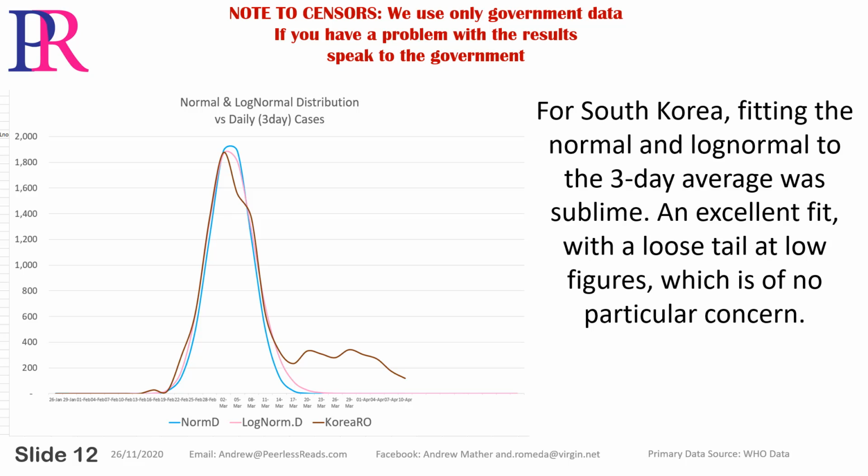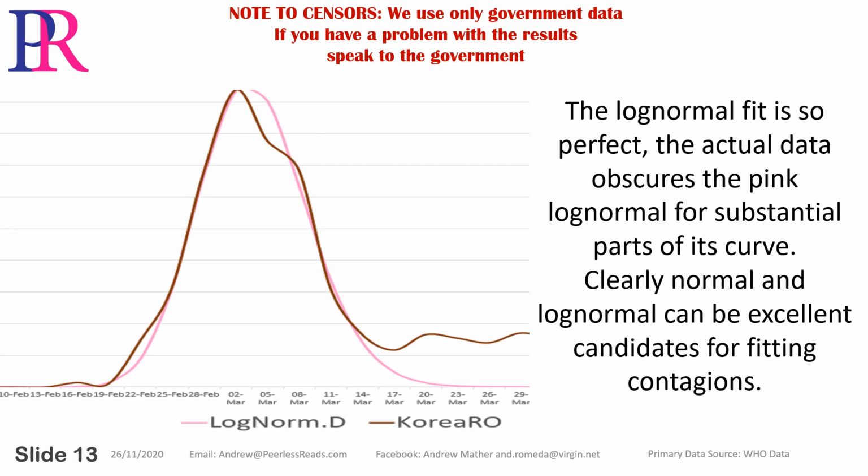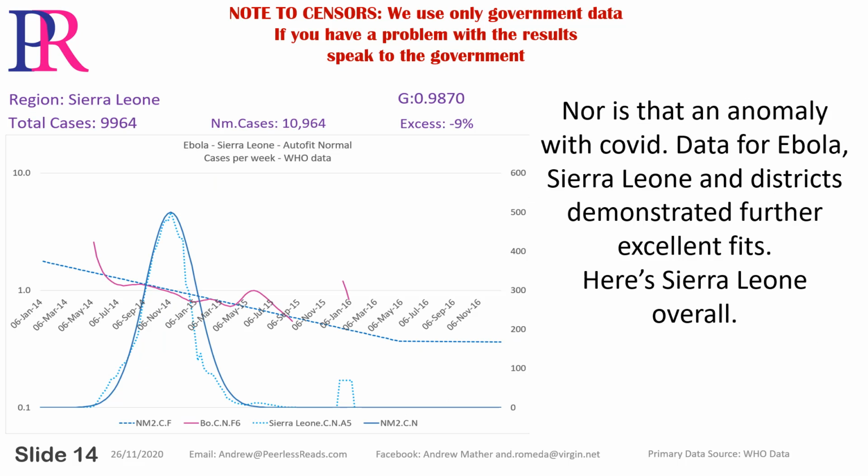For South Korea, fitting the normal and log normal to the 3-day average was sublime, an excellent fit with a loose tail at low figures, which is of no particular concern. The log normal fit is so perfect, the actual data obscures the pink log normal for substantial parts of its curve. Clearly normal and log normal can be excellent candidates for fitting contagions.